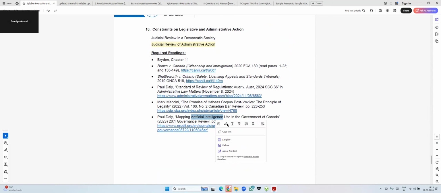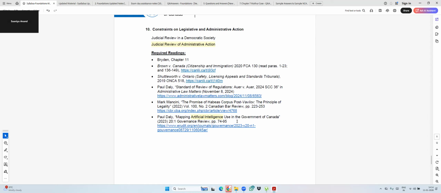Honestly, to be very honest, the first two articles are pretty good and I understood them well. The third one, I didn't understand how it relates to the topic. Mapping artificial intelligence used in the government of Canada. The first two are very directly related. I found the third one not to be related to the topic. I don't know if I'm wrong or what. No, but that's a fair assessment.